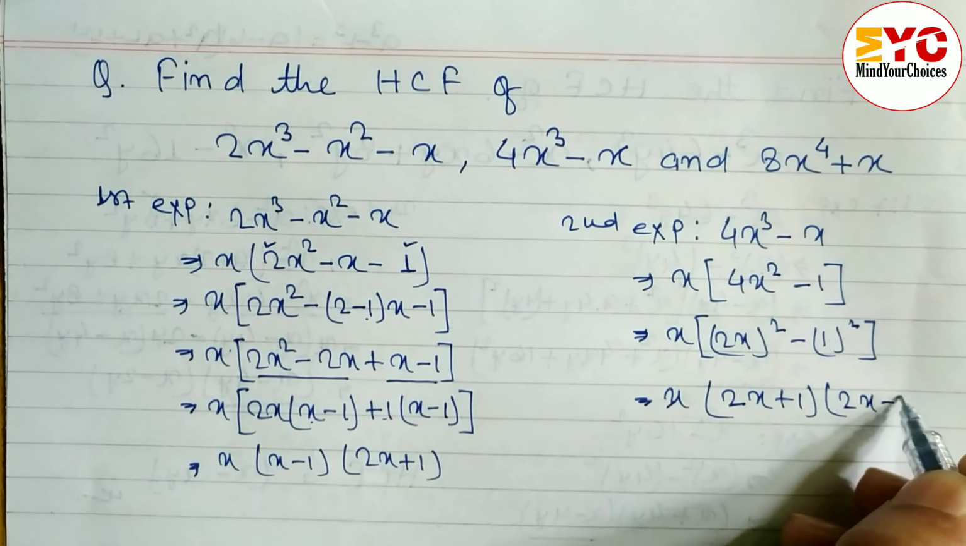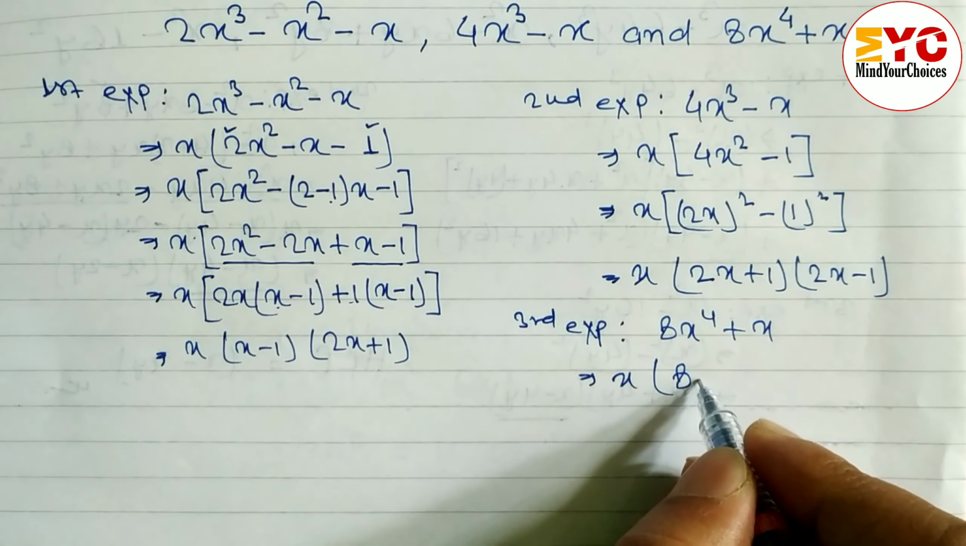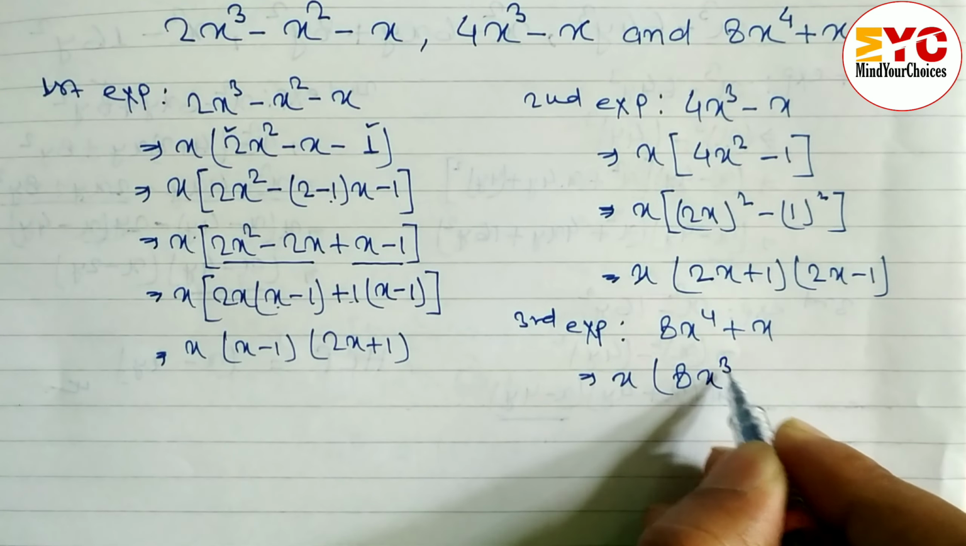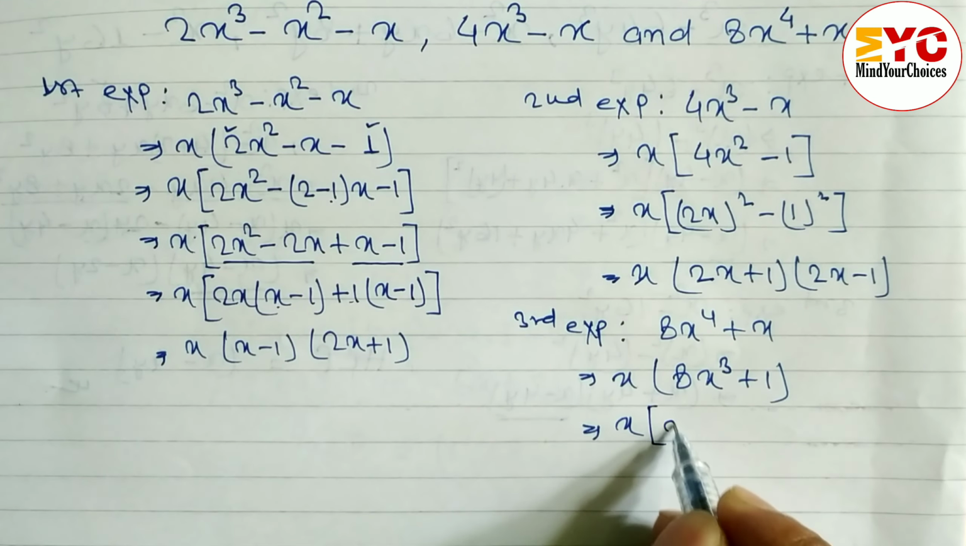Now the third expression, we have 8x to the power 4 plus x. First of all, we take common, and the common factor is x here, and the remaining is 8x cubed plus 1. Now again we have to convert this into the form a cubed plus b cubed. What is the cube root of 8? It is 2. So we can write (2x) whole cubed plus 1 whole cubed.